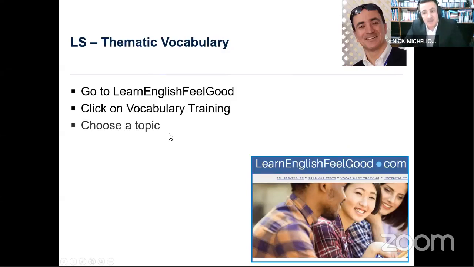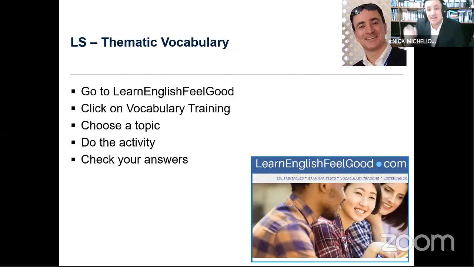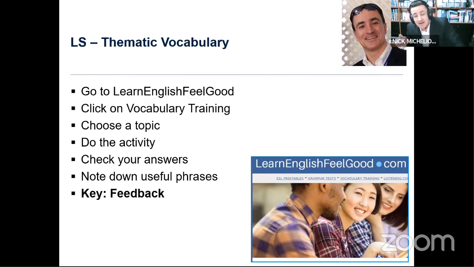Choose a topic. There are very, very short tests on different topics. So choose one of these. Do the activity and then check your answers. They get feedback immediately, just as is the case with LO. And then they note down useful phrases, hopefully. The key is feedback. It's not enough for students to do something. They have to know if they have done well. And these sites provide them with instant feedback. So let me show you how this works.